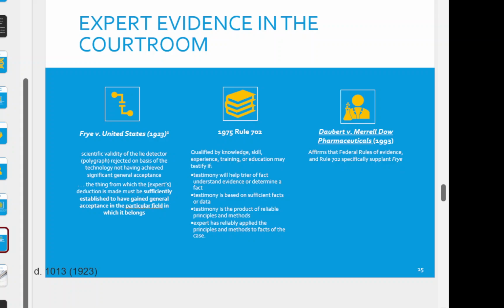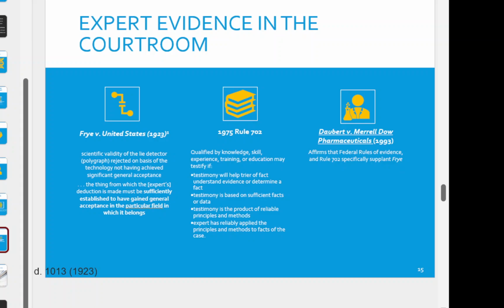The defense argued that the test results showed Frye was not lying, and the prosecution questioned the scientific validity of this test. Now, the court's decision: the U.S. Court of Appeals for the District of Columbia ruled against Frye, stating that the systolic blood pressure test was not admissible because it had not yet gained "general acceptance" in the relevant scientific community. The decision established what became known as the Frye standard for determining the admissibility of scientific evidence. Under the standard, for scientific evidence to be admissible in court, the method or principle from which it is derived must have gained general acceptance in the relevant scientific community.